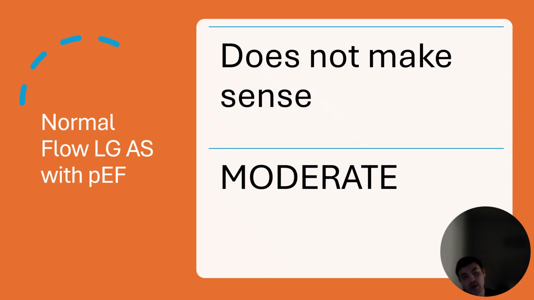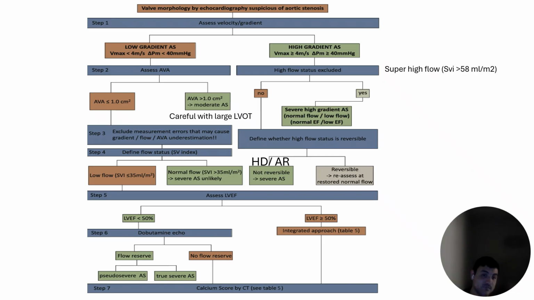Then you have normal flow, low gradient aortic stenosis with preserved ejection fraction. This doesn't exist, it's moderate. Meaning if you have normal flow aortic stenosis with preserved ejection fraction and the aortic valve area is more than 1, probably it is moderate. So you don't have this.